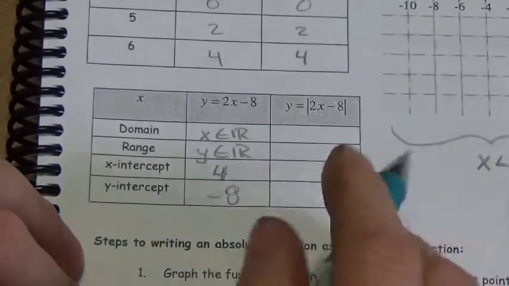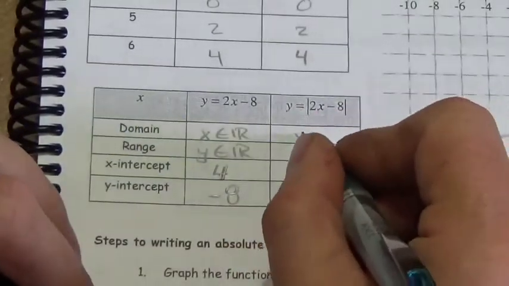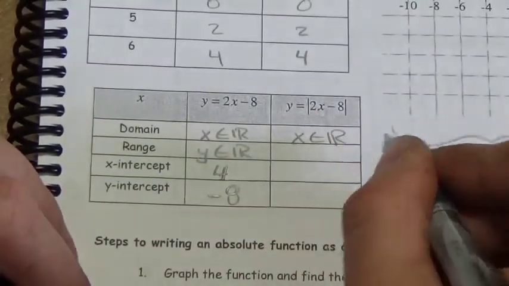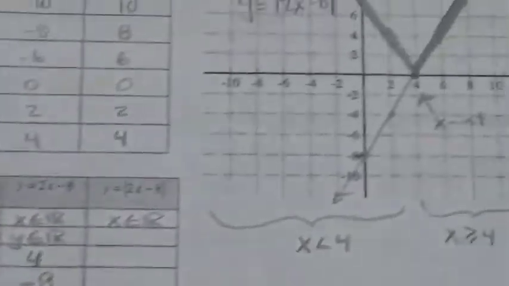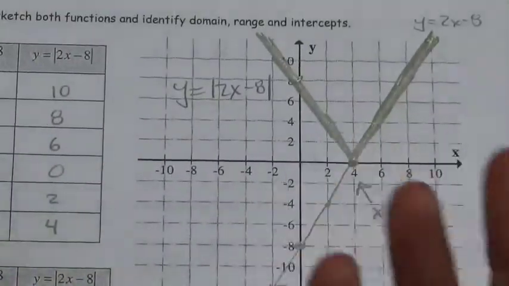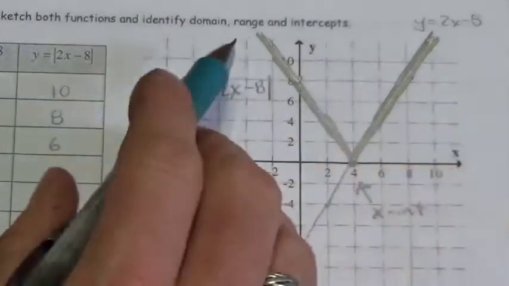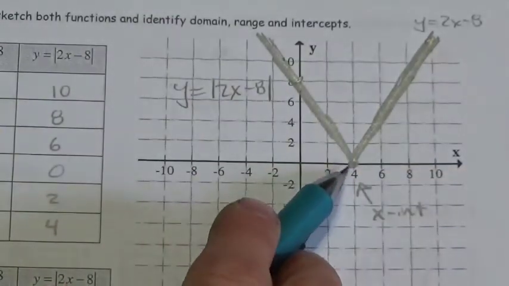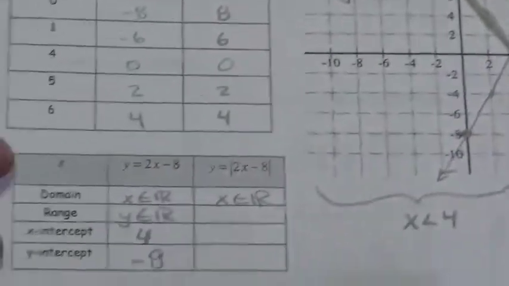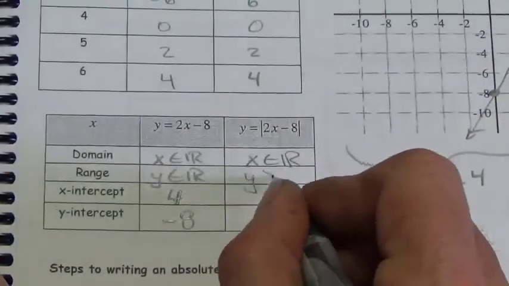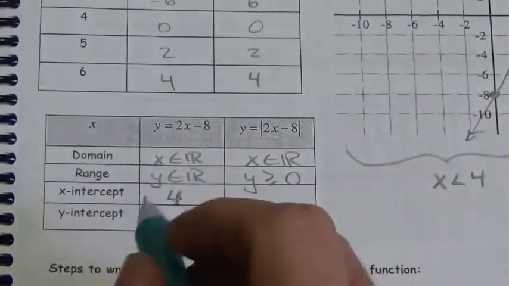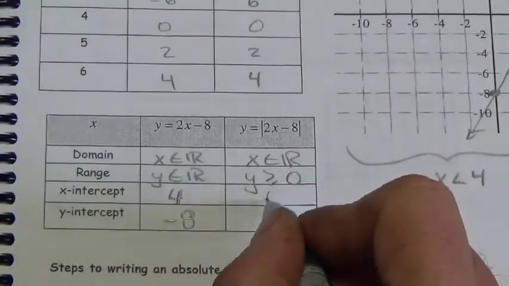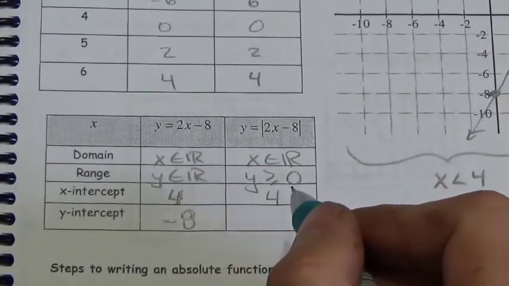Now, the domain of the absolute value was exactly the same. And you're going to see that that domain's not going to change here. The range, well, once again, notice that it drops down to the x-axis, hits it, then bounces back up. So the range here is going to be where y is greater than or equal to 0. And then the x-intercept here is going to stay 4. It's going to still hit the x-axis at the same spot here.